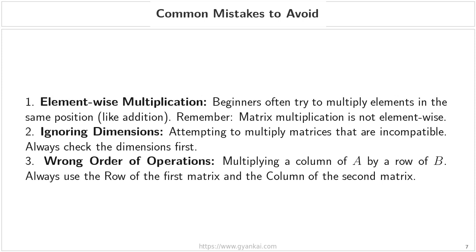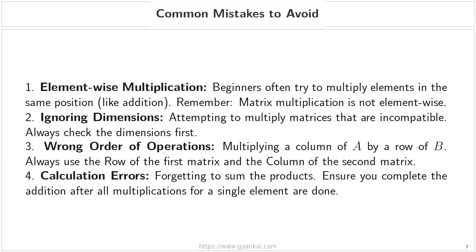Third, be mindful of the order of operations. A frequent error is attempting to multiply a column of matrix A by a row of matrix B. Please remember the row by column rule. You must always use the row from the first matrix and the column from the second matrix. Switching these will lead to an incorrect result or a dimension mismatch.